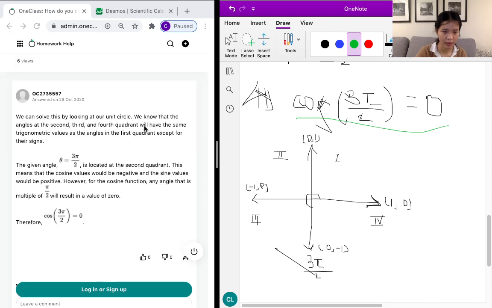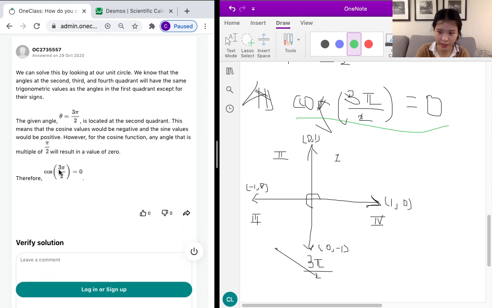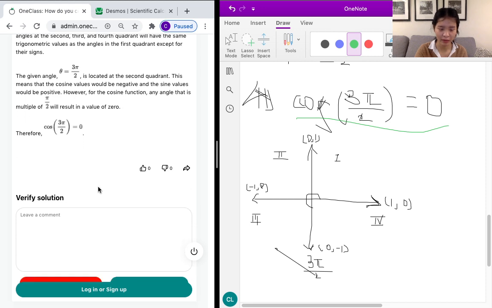The sample solution also tried to solve this problem using the unit circle. It mentions that the given angle is located in the second quadrant, which is incorrect, because the given angle is between the third and the fourth quadrant, which is far from the second quadrant. But the final result is correct, because the cosine of 3 pi over 2 is indeed 0.